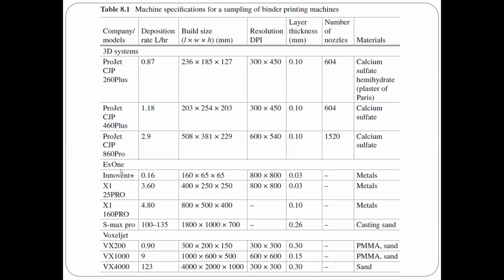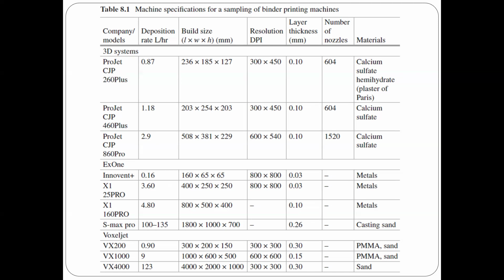Here, students, in this table, I'm showing you the different machine specifications, their company name, their build size, the type of resolution, layer thickness, the total number of nozzles, for example, and what type of material it can work with. You can explore the other ones on your own, but for example, I'll talk about the first one from 3D Systems.